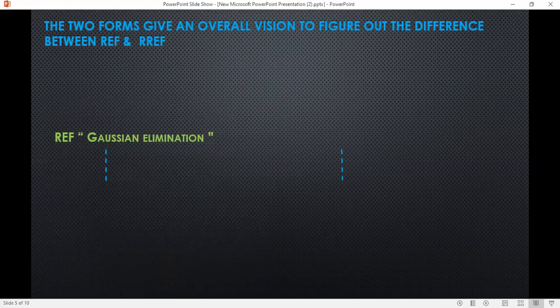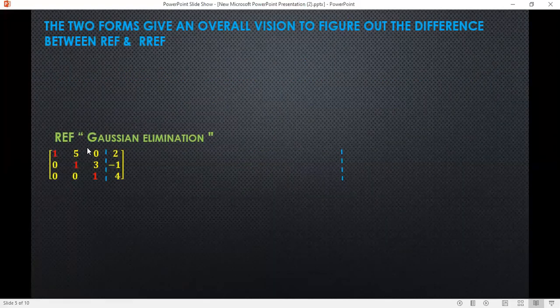Okay, let's continue and move into a comparison to figure out the difference between REF and RREF. What about REF, or row echelon form, or Gaussian elimination? This figure gives you an overall vision about the row echelon form, and here we have zeros down here and ones in the main diagonal. I'm dealing with these numbers, the coefficients only, and this matrix is called a triangular matrix for this part. Okay, then this is called the row echelon form.